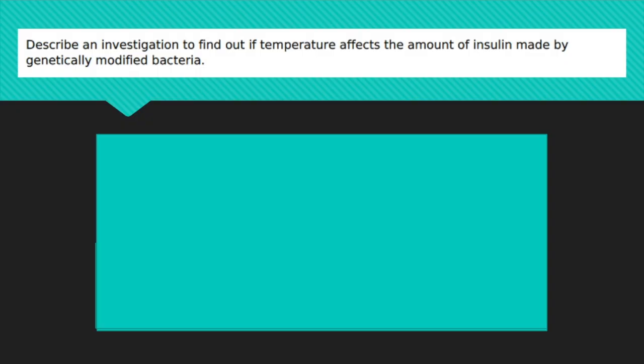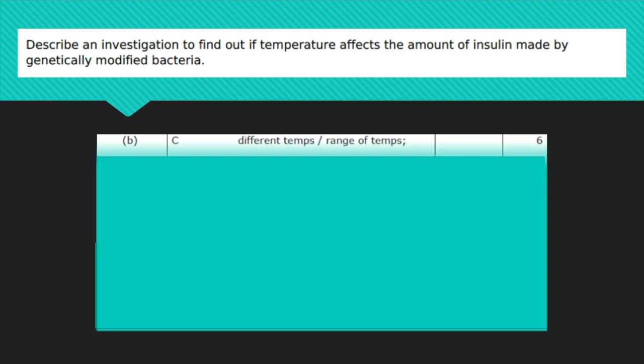Okay, so the C in CORMMSS stands for conditions. So the different conditions here are simply different temperatures, different ranges of temperatures. So we're going to say something like, I'd set up the experiment and I'd have different groups of bacteria that were exposed to different temperatures, or you could state specifically what range of temperatures if you wanted.